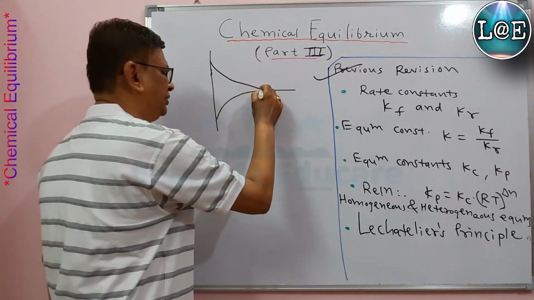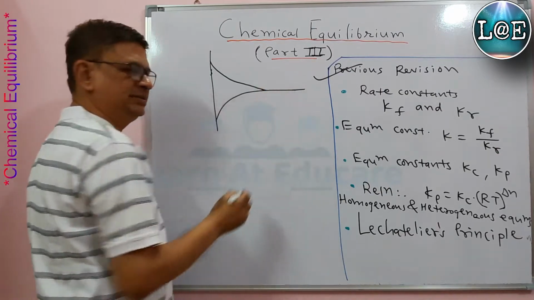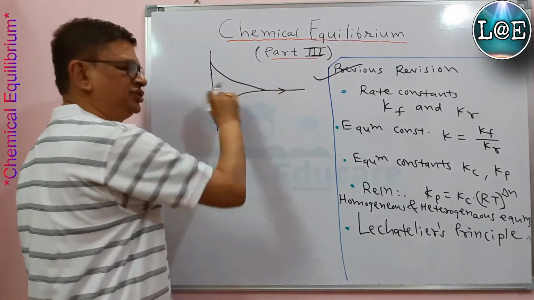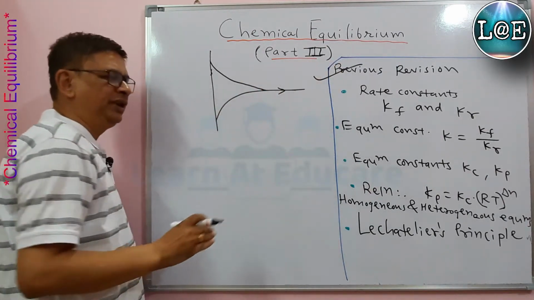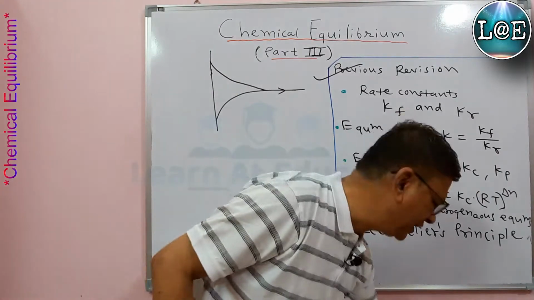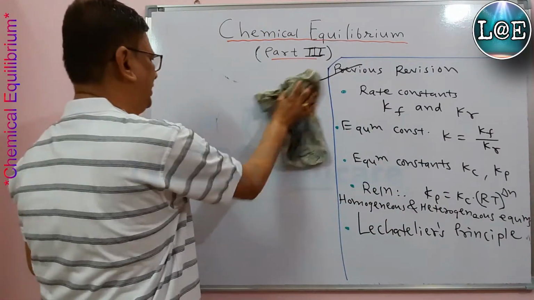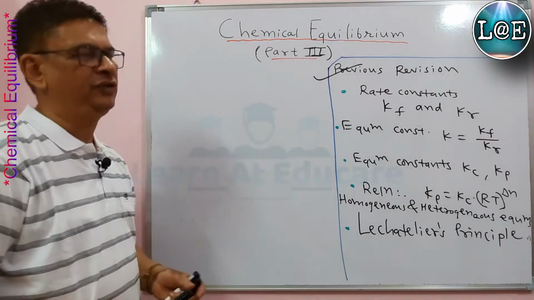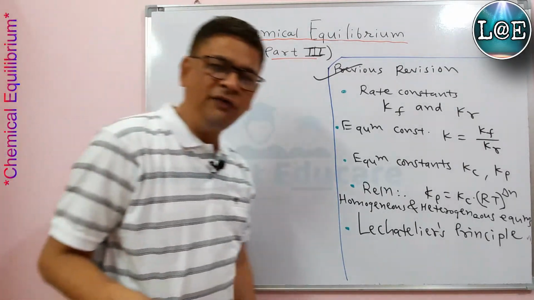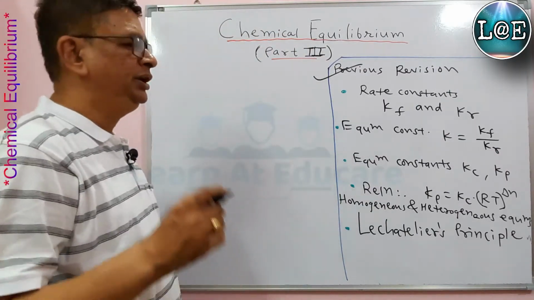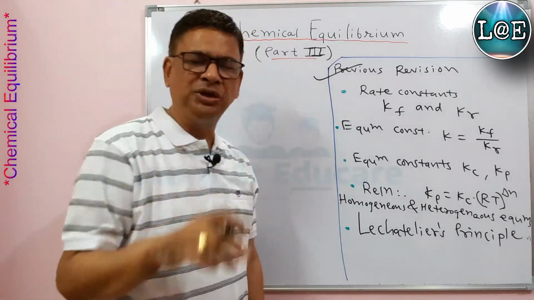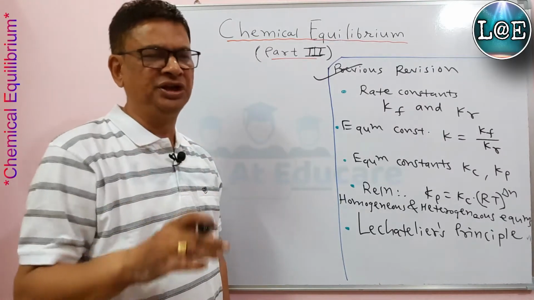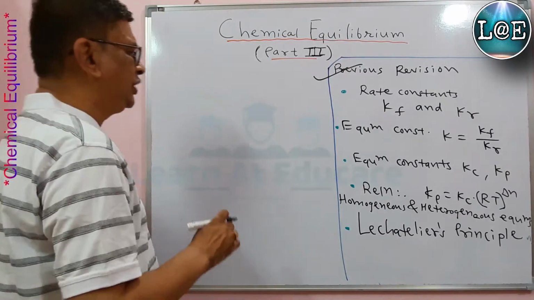These two reaction rates, one increases, one decreases, and then what happens? We get both reactions at a uniform rate. So at equilibrium, both forward and backward reactions occur with the same rate. We have also seen the concentration terms and what is meant by rate of reaction. We have also seen the law of mass action, that is, the rate of reaction is directly proportional to the product of the concentrations of all reactants. Now we will continue our discussion.